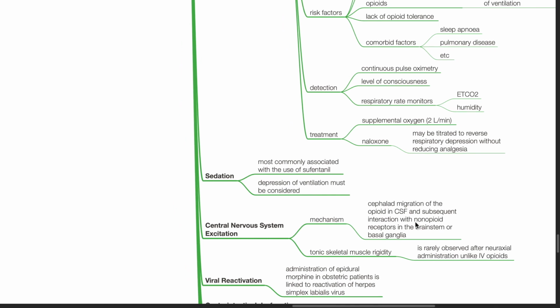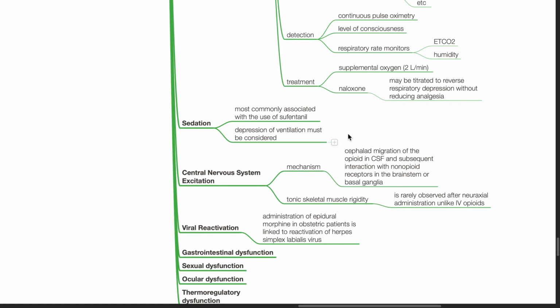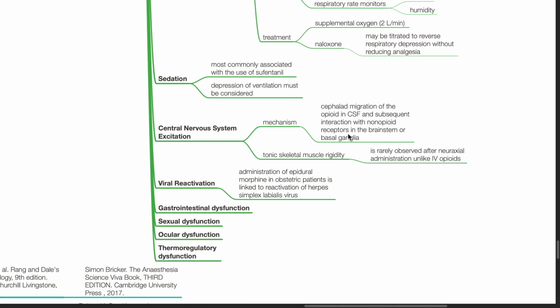Sedation can occur with neuraxially administered opioids. This is most commonly associated with the use of sufentanil. Be wary of depression of ventilation. Central nervous system excitation. Mechanism is via cephalad migration of the opioid in CSF and subsequent interaction with non-opioid receptors in the brainstem or basal ganglia. Tonic skeletal muscle rigidity can occur and is rarely observed after neuraxial administration of opioids.